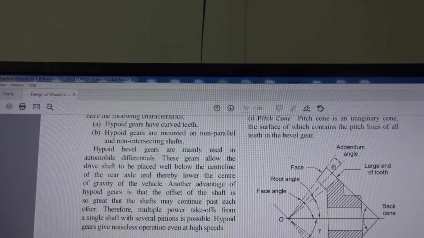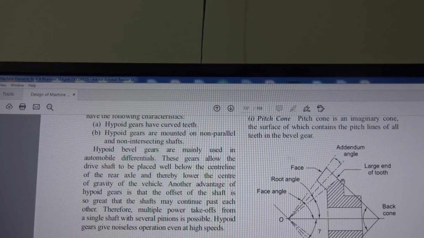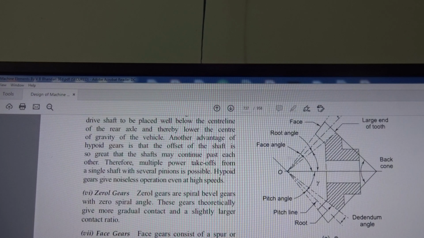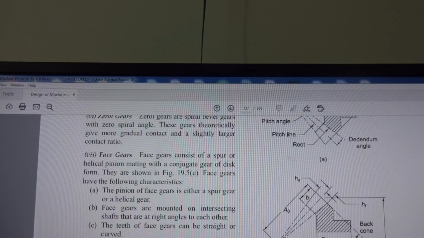This angle is known as the addendum angle, and this angle is known as the dedendum angle. When we draw the tangent on this base, it meets at a point. This is known as the backbone, and this one is the large end of the tooth, and this one is the small end of the tooth. This is the root. This one is the pitch line.